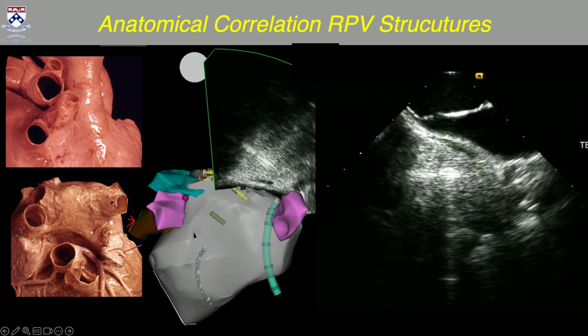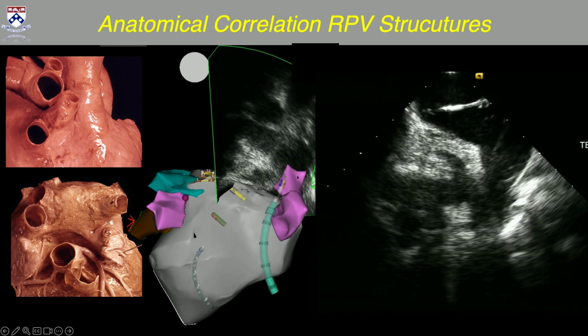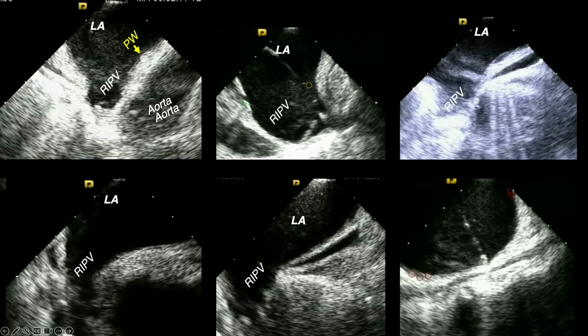You see everything and you correlate. And I will adventure to invite you to look at right veins. These are all different right veins. So you think one size fits all? Never, never, ever. This is a right inferior pulmonary vein, posterior wall, right inferior, posterior wall.